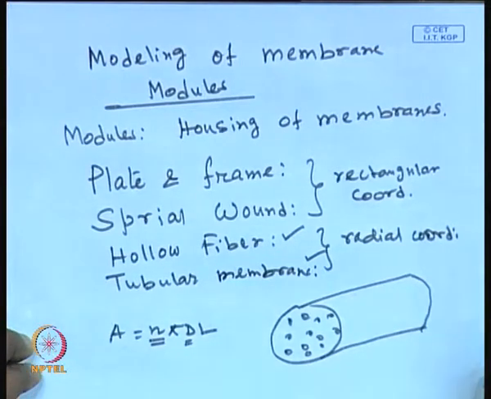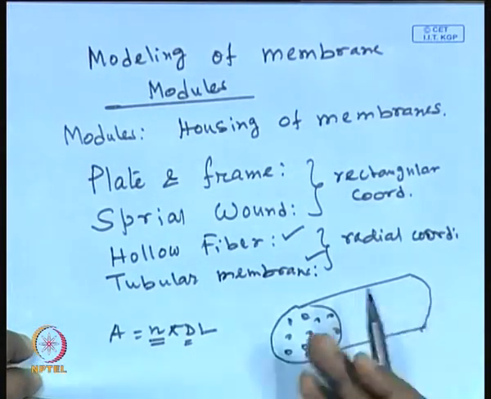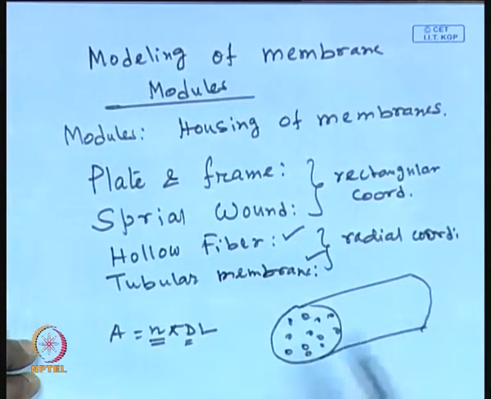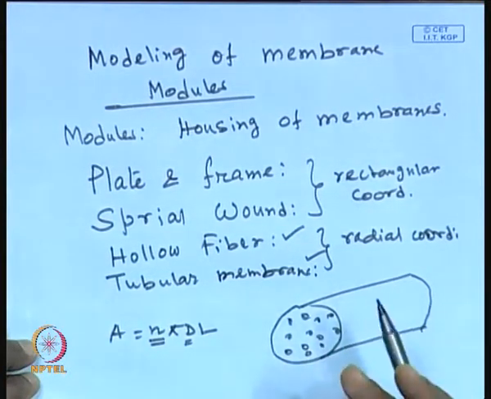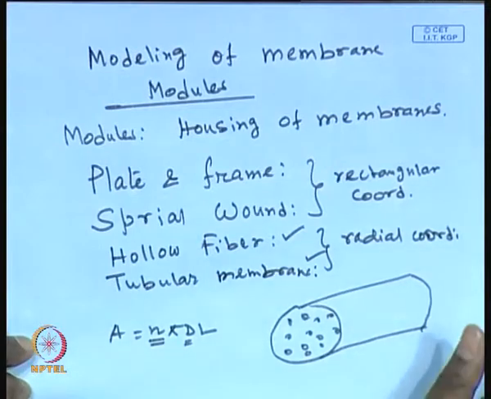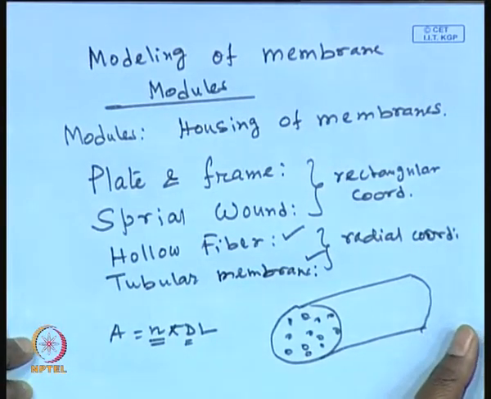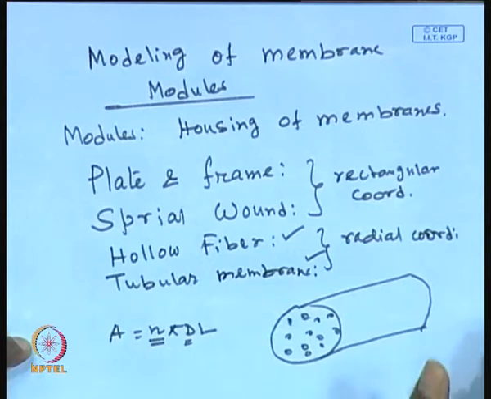Now, we have already looked into several models of membrane based processes. Why is the modeling of these membrane modules important? In an actual system, what we have done till now is assume that the transmembrane pressure drop is constant. That is valid for a small length of the system, let's say 1 meter or so. But in an actual membrane module, it will probably be several meters of length. In that case, the pressure drop becomes significant.